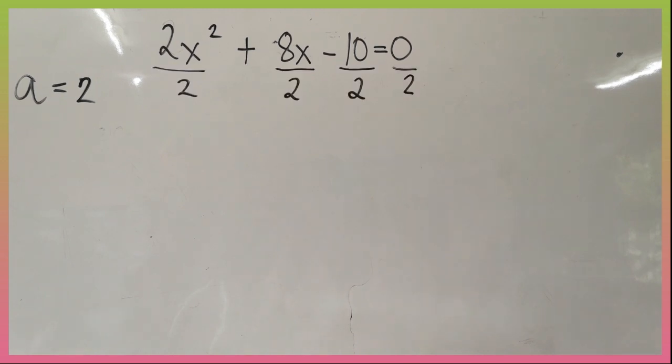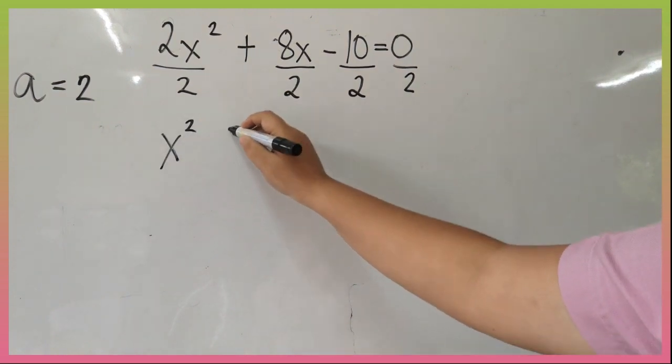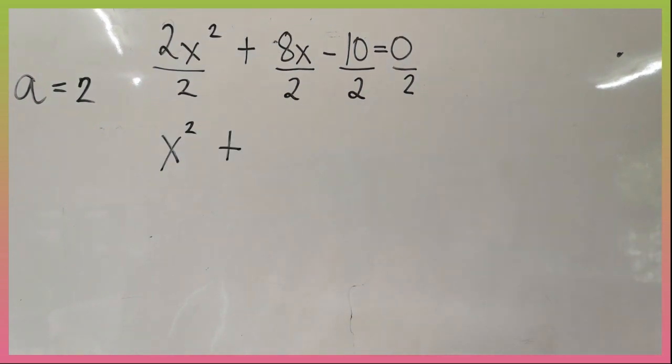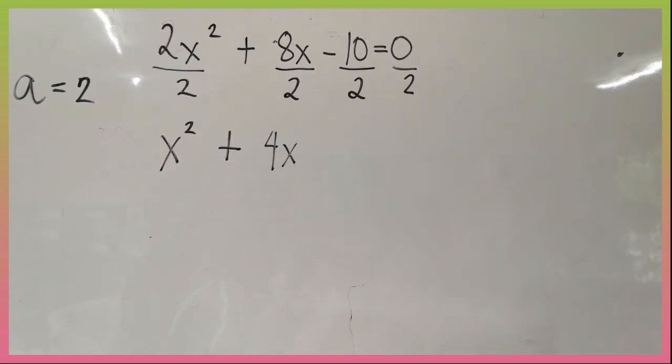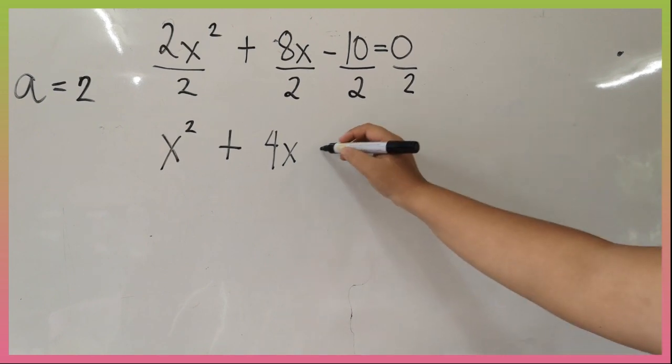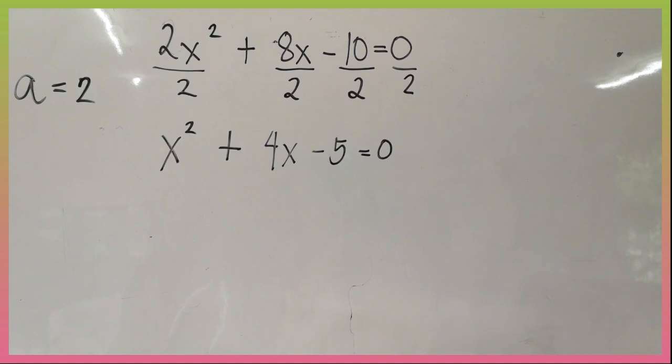Simplify. 2 divided by 2 is 1. So, you have x squared plus 8 divided by 2 is 4. So, you have 4x. Negative 10 divided by 2, you have negative 5 is equal to 0. Just a tip, you already know how to do completing the square. So you can pause this video and later you can check if your answer is correct.